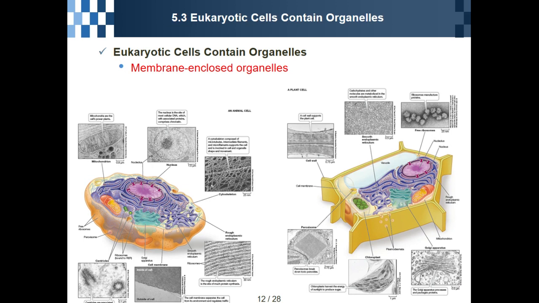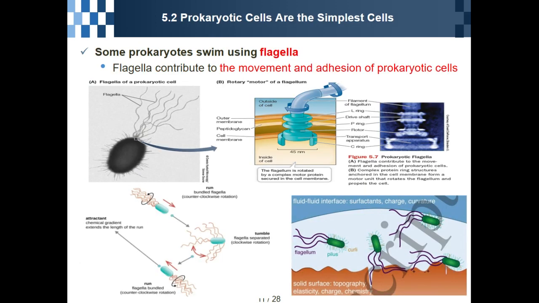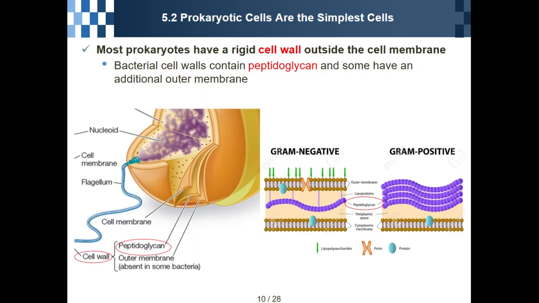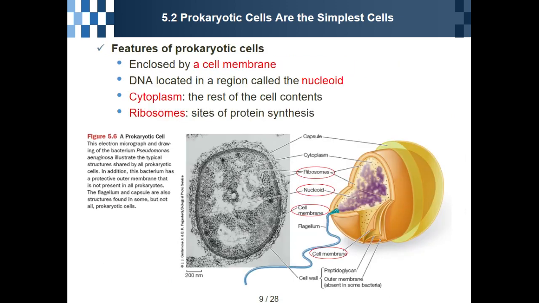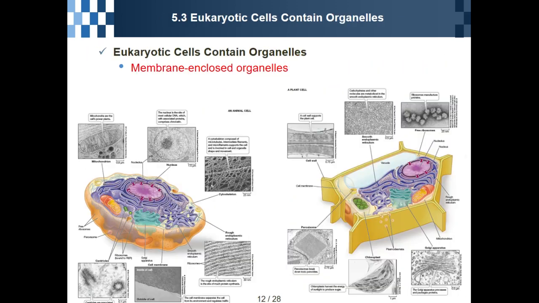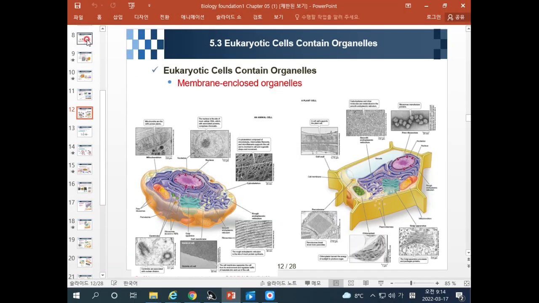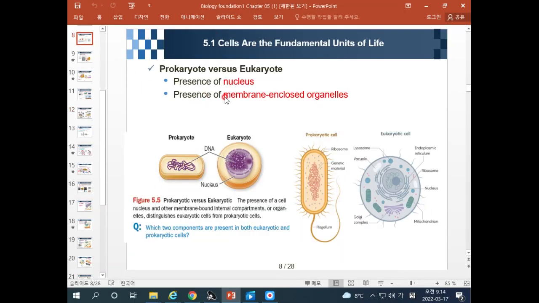Now we will cover the third subject, the eukaryote cell. In the prokaryote cell we covered flagella and cell wall, and also the picture of prokaryotic cells. Now we will cover the eukaryote cell. The main difference between prokaryote and eukaryote is the nucleus and its membrane-enclosed organelles.